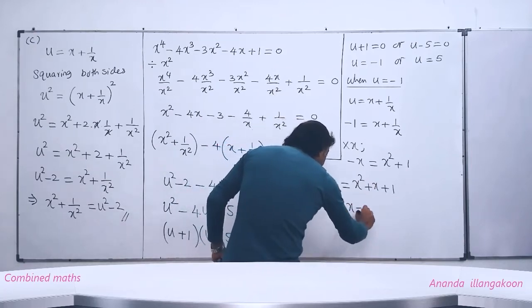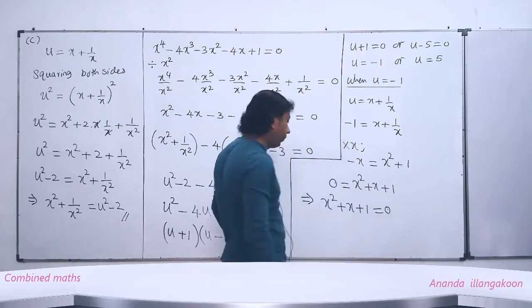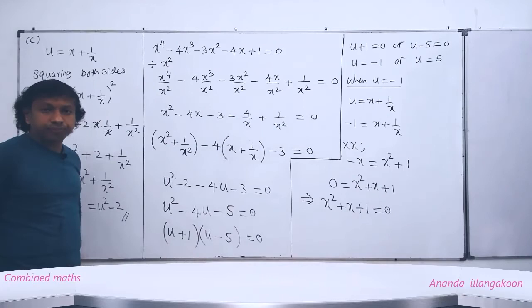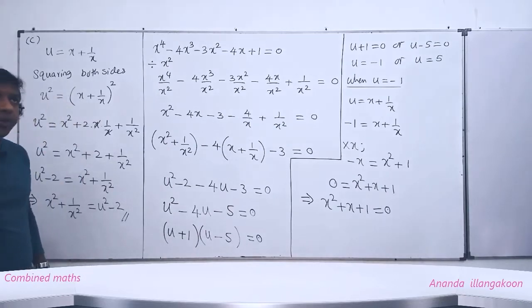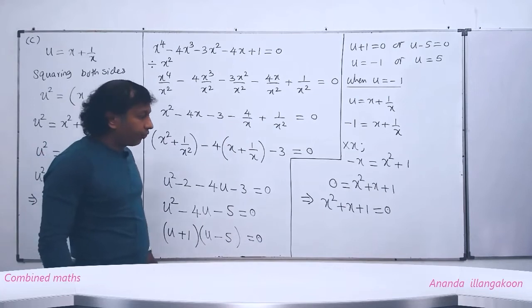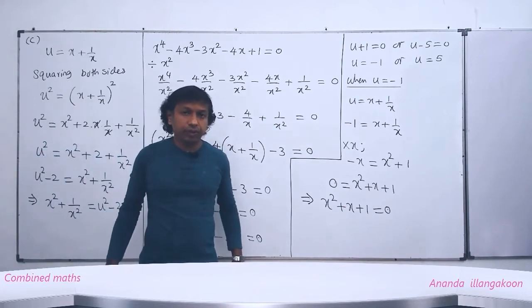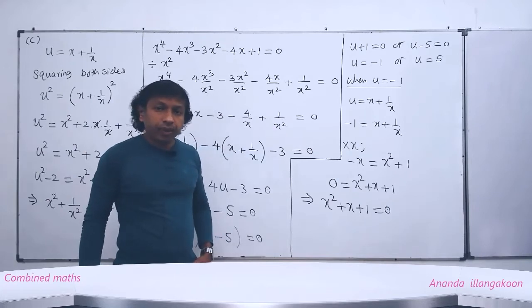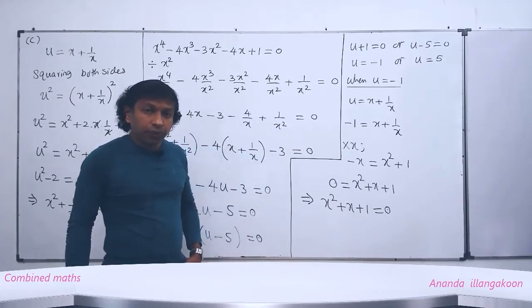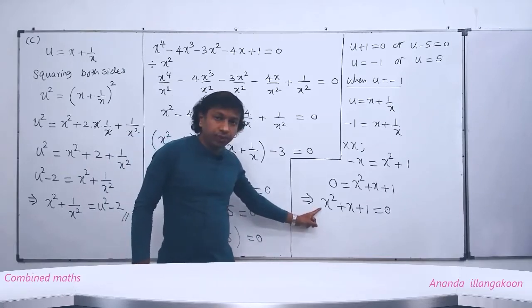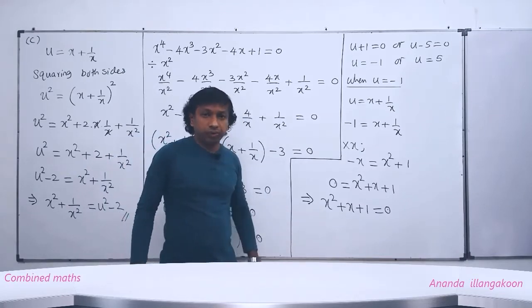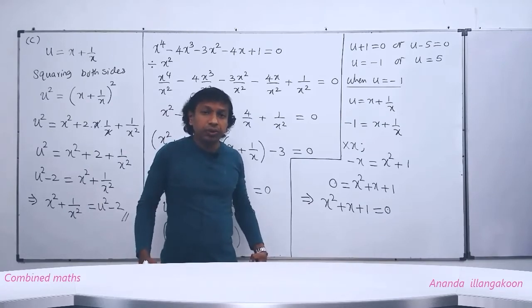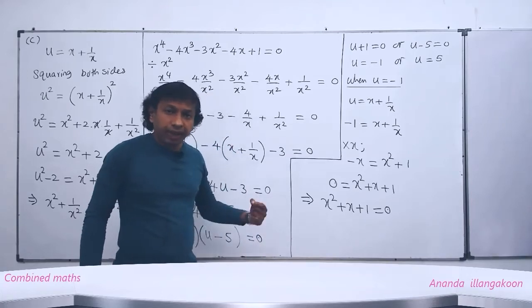x squared plus x plus 1 equals 0. See here, we get a quadratic equation in x. Now we need to find, people, 2 answers for x by solving this quadratic equation. In order to find 2 answers for x, we should of course know whether this quadratic equation has real roots. It should have real roots. Otherwise, people, we can't find. If it has real roots, only then we can find.